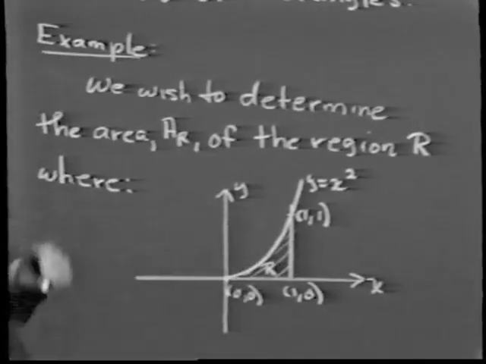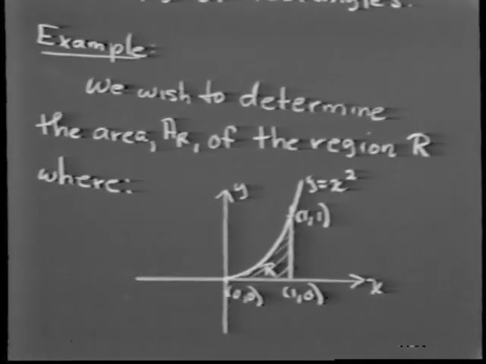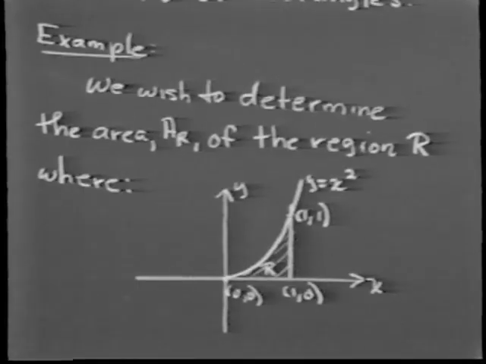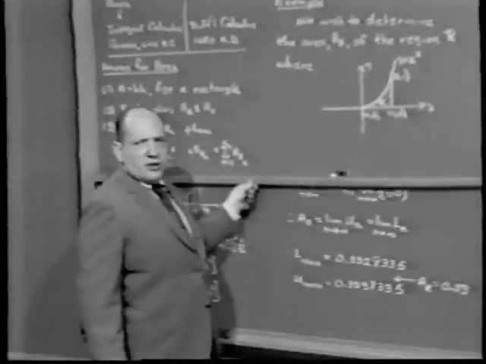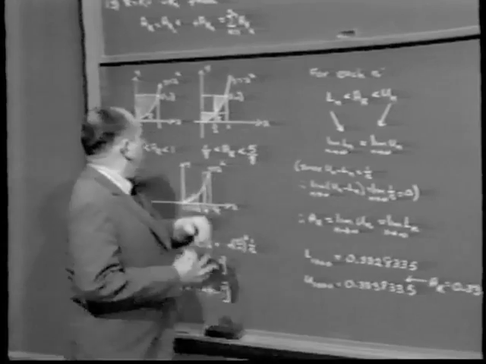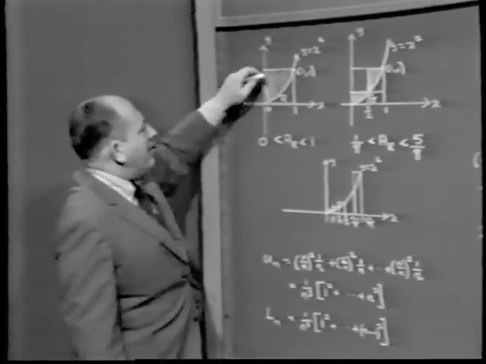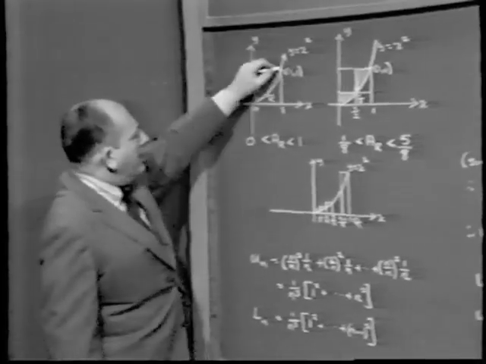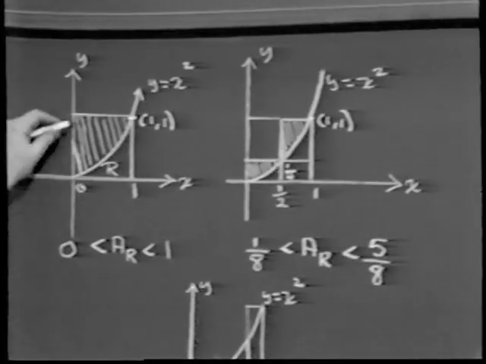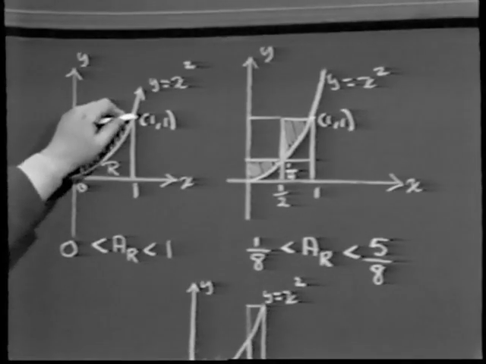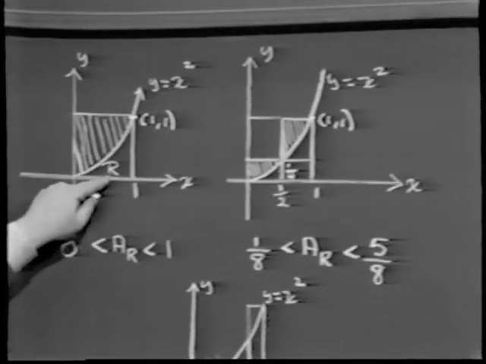In other words, this region in here. Now, here's the way we put the squeeze on, and we'll start this quite gradually. The first thing that we observe is that if we draw a line parallel to the x-axis through the point (1, 1), the highest point of our region here, we construct a rectangle which contains our region R.